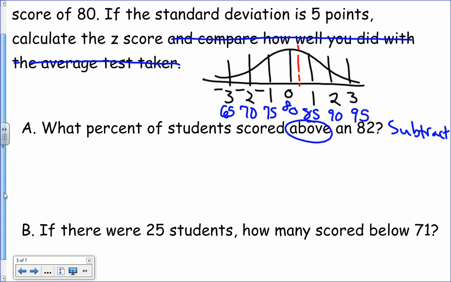What's our x1 going to be? 82. Remember I said x1 is the score given, correct? We are given 82. What's the mean? 80. What's the standard deviation? Should be 5. All right, so plug that in real quick. Punch that in. See what decimal you come up with for your z-score.